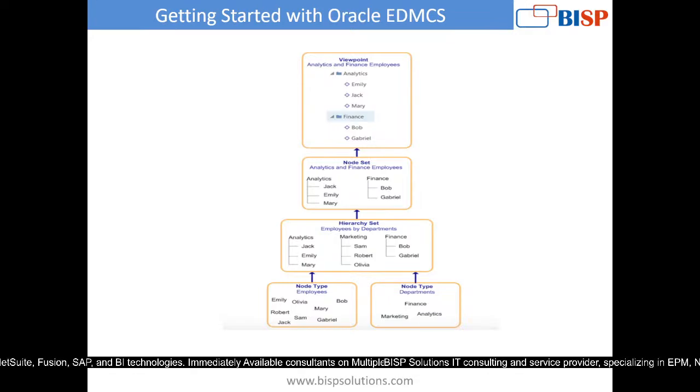At the top you can see we have a viewpoint that is called analytics and finance employees. So when we made a node set with analytics and finance, we can link the node set to the viewpoint, and then you can see when we drill it down, or when we expand the hierarchy, in analytics we have Emily, Jack, and Mary, and in finance we have Bob and Gabriel.